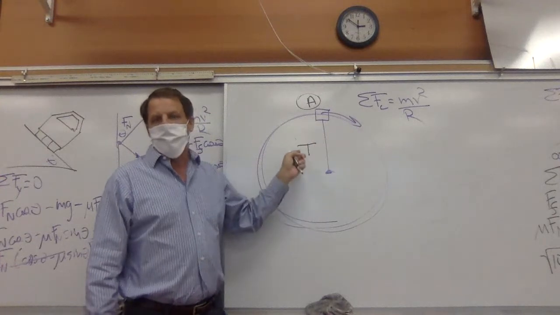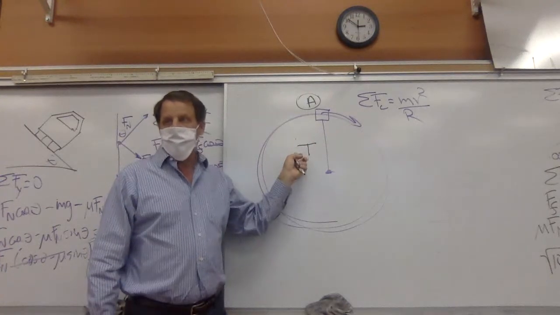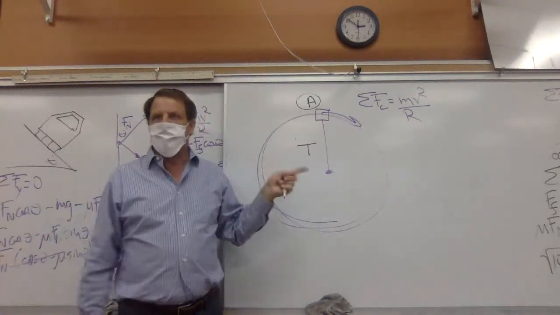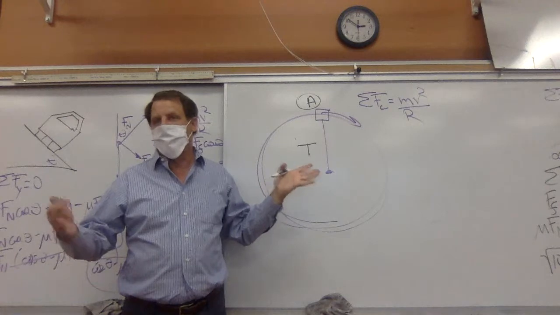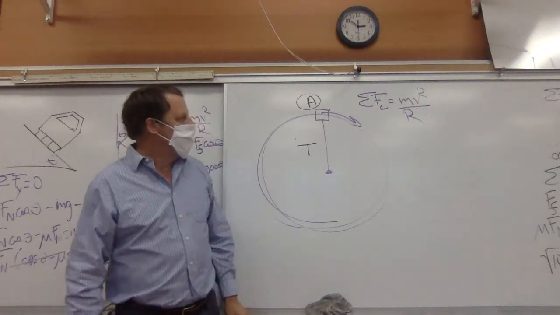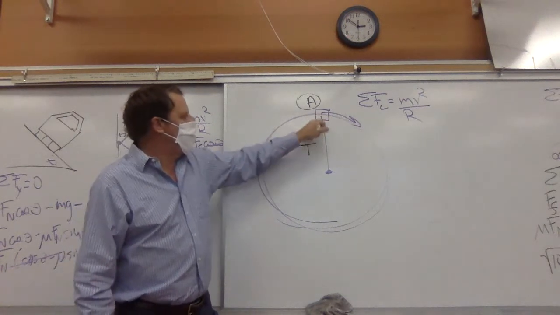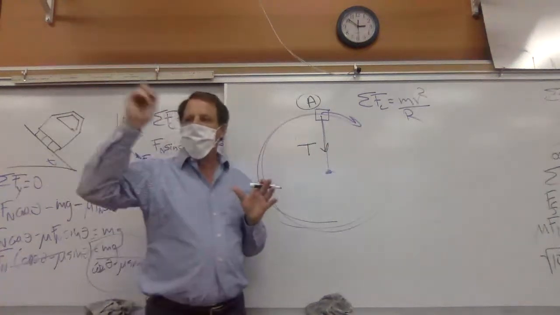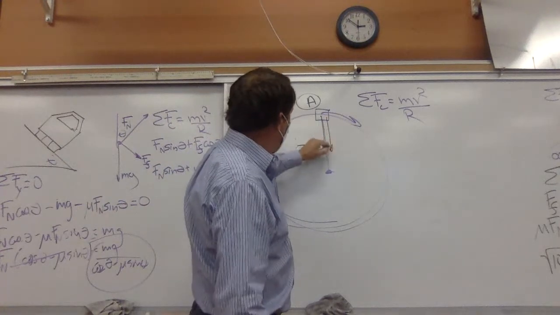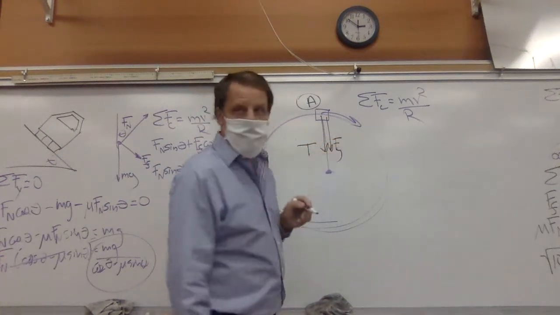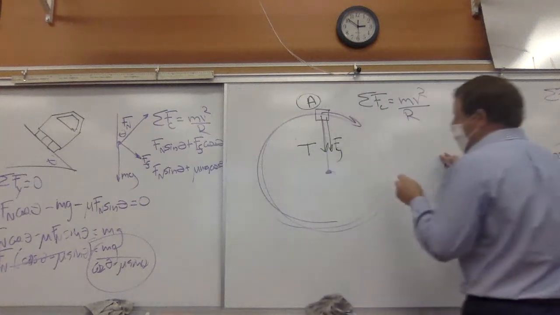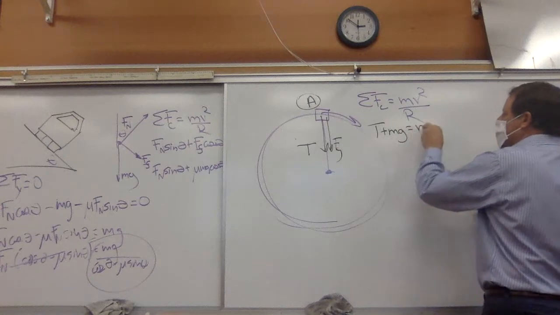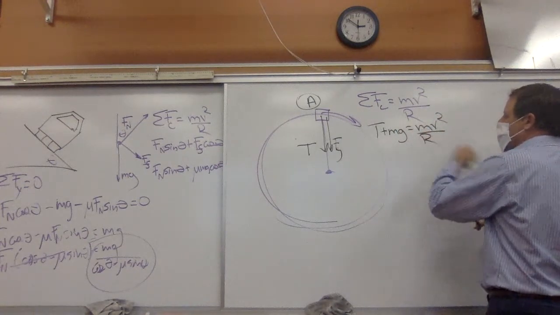So very often you could end up with a T meaning tension or a T meaning period. They are different enough aspects of the same problem that you can distinguish them. All right, so tension is touching it, and that is going to make it go towards the center. What else is making it go towards the center? As someone already said, we have the force of gravity. So we're going to have tension plus mg is equal to mv squared over r.